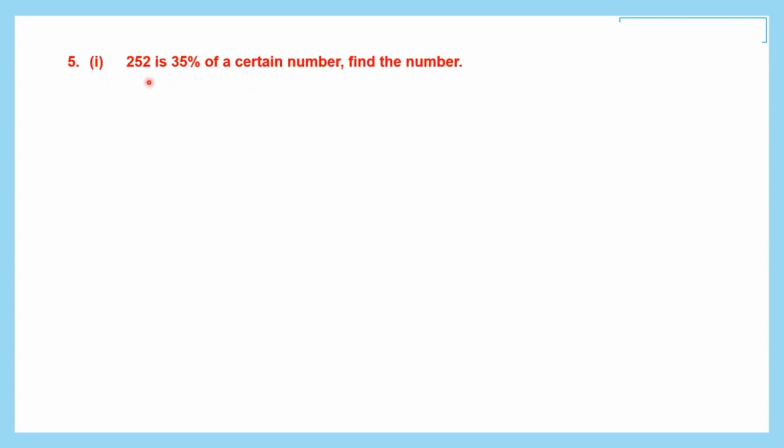Question 5, the first one. 252 is 35% of a certain number. We have to find that number. Since we don't know the number, let the number be x. Now 35% of x. Let's write that. 35% of x, because here it says of a certain number, is how much? It's given to us, 252.